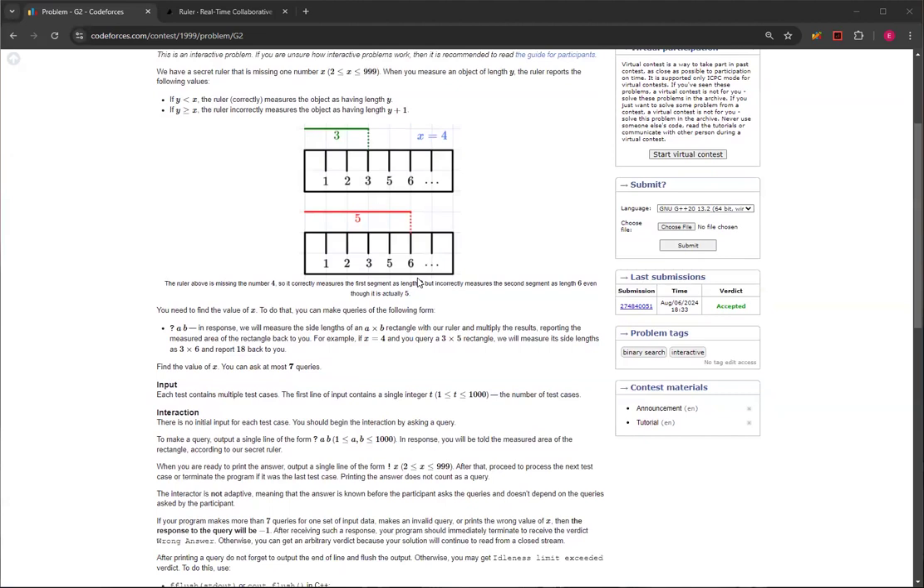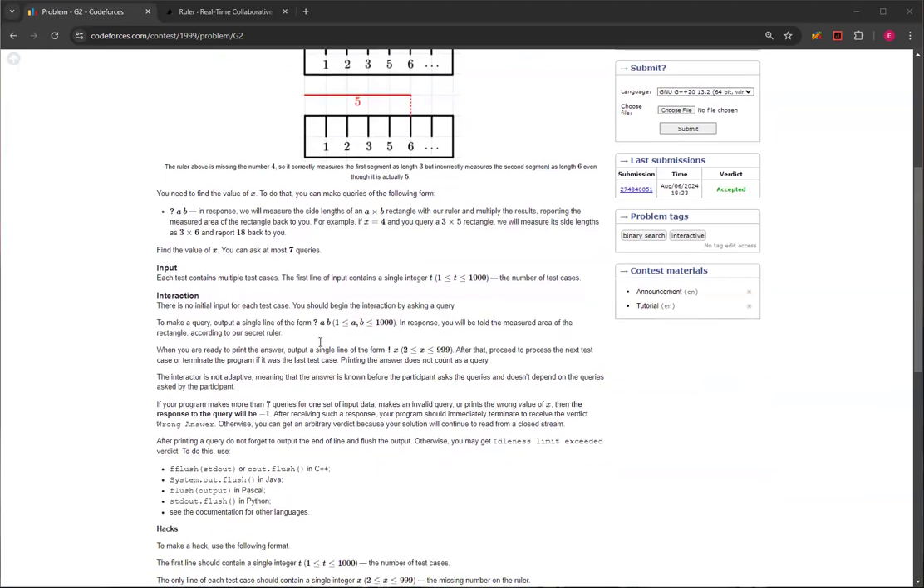Then you need to find the value of x, and you can make queries of the following form. You give two numbers that measure the side lengths A and B of the rectangle, and then they'll measure the side lengths of A and B and multiply them together, reporting the area. For example, in this case, if it was 3 and 5 and x equals 4, then it'll output 18, not 15, because this is measured as 6, this is measured as 3, so it'll be 6 times 3. And then you need to find the value of x.